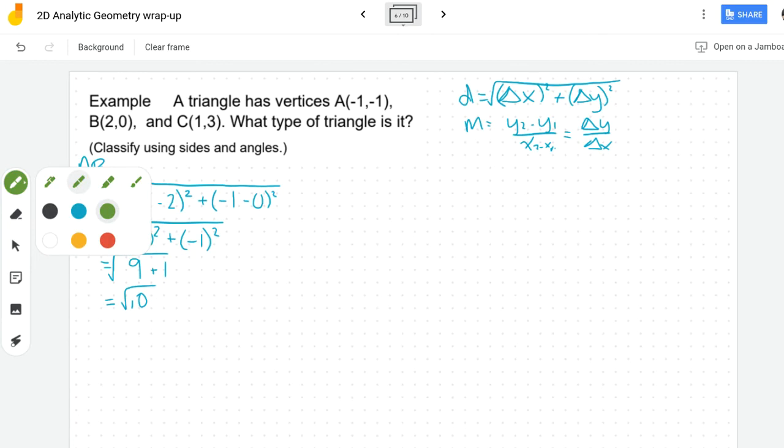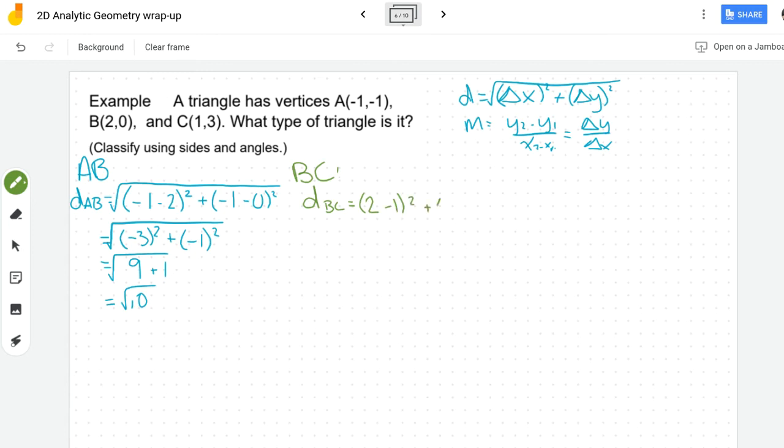And then I'm going to go to side BC. And I'm going to find the distance of BC. So these ones are all positive values, so it doesn't really matter which one I start with. So 2 minus 1 squared plus 0 minus 3 squared, and then you square root the whole thing. 2 minus 1 is 1, and 0 minus 3 is -3. 1 squared is 1. -3 squared is 9. And this will look very familiar.